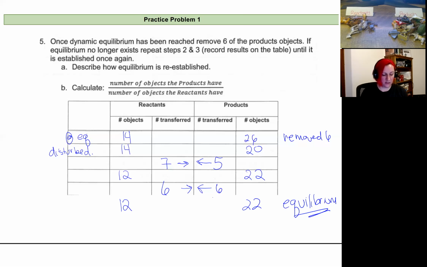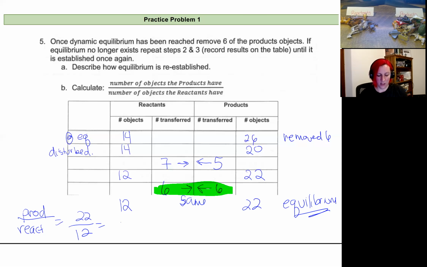And that's because we can see that the number that I'm transferring back and forth, so that rate, is the same. All right, so let's see if we're back at equilibrium, if we can characterize it in the same way. So let's look at our products over our reactants. So that's going to be 22 divided by 12, which is, in fact, pretty close to 2. It's going to be 1.83 this time, which we're going to round to 2.